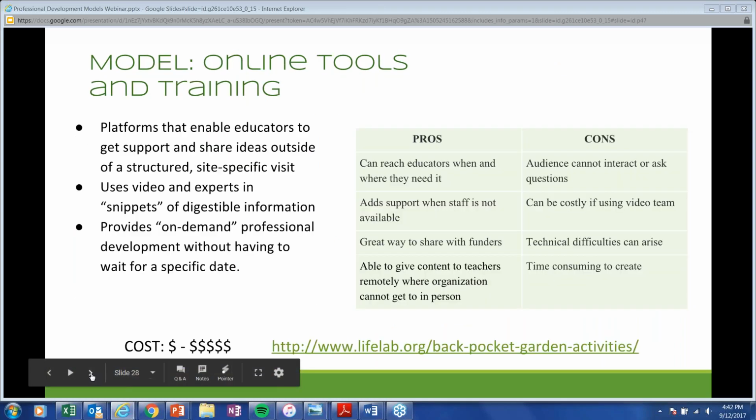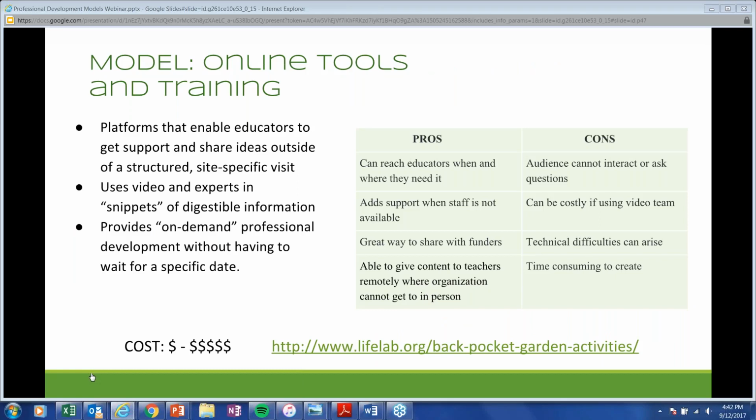And finally, just before we get to the case studies, because I want to make sure we have time for those, are these online tools and training. The cost here could be nil all the way to super expensive. They use videos and experts and snippets of digestible information, and it's on demand. So when you want to know something, you have it. It can reach educators where they are. Add support when staff isn't available.